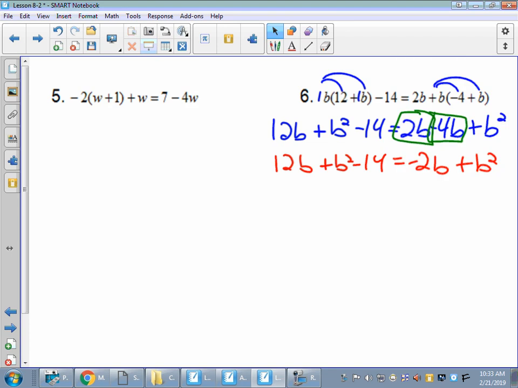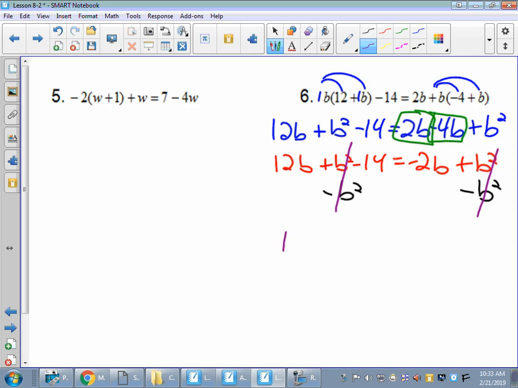Now I can start to use inverse operations. And so since we know we're going to have to write it in standard form, let's go ahead and utilize those b squareds first. So let's go ahead and get rid of those, or subtract it. So I want to subtract b squared because it's doing the opposite, inverse operation. And I'm going to subtract b squared here. Well, what happens to our b squareds? That's pretty nice, isn't it? They go away. That's going to cancel. That's going to cancel. And now we don't have to deal with that. Okay? So now we're left with 12b minus 14 equals negative 2b.